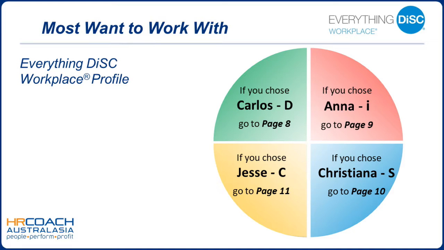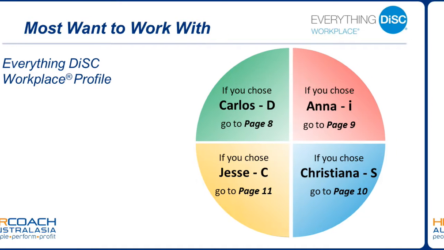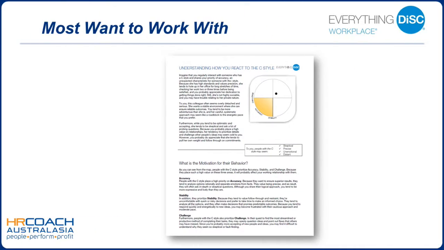Same story. If you chose Carlos, go to page 8 or 9 or 10 or 11 based on this story and read the page of someone who you want to work with. And read it, take your time, understand where they're coming from, understand why it seems to work for you, understand what's motivating their behaviour, and often when you're doing that, you will validate the normalness of their thinking or their behaviour because you actually intuitively want to work with these guys.